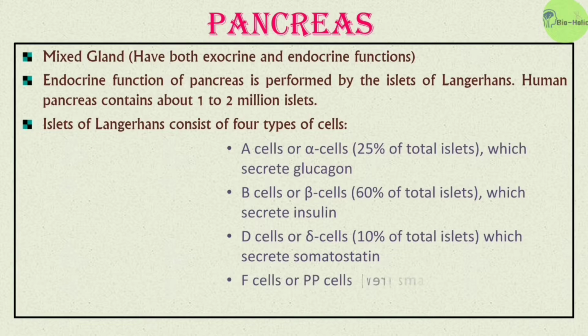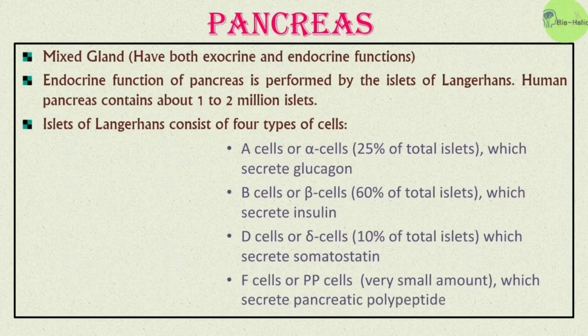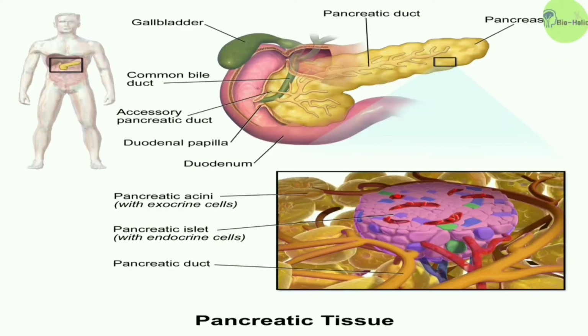And lastly, F cells or PP cells. It is present in very small amount and it secretes the pancreatic polypeptides. So this is the anatomical structure of pancreas that contains the pancreatic acini, pancreatic islets and pancreatic ducts. Clear?